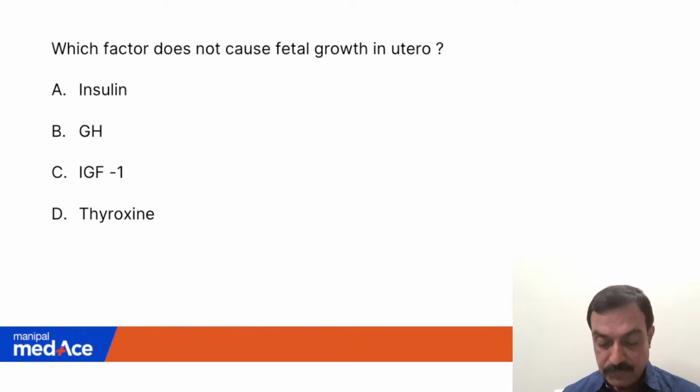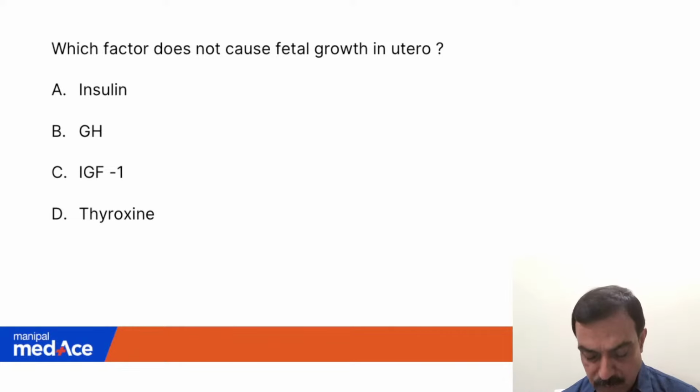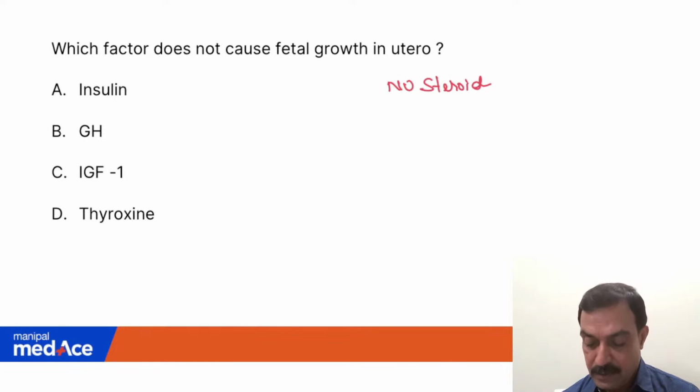The first question is which factor does not cause fetal growth in utero? The options are insulin, growth hormone, IGF-1, thyroxine. What do you feel? Here remember that steroid hormones have no effect on fetal growth, which is not given here, but I'm just informing.